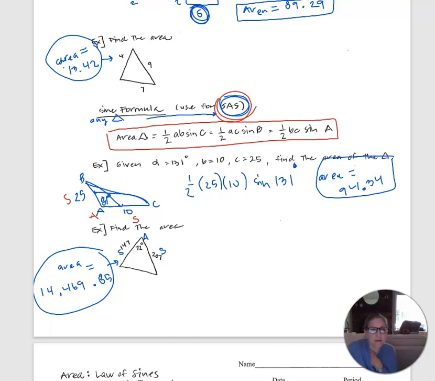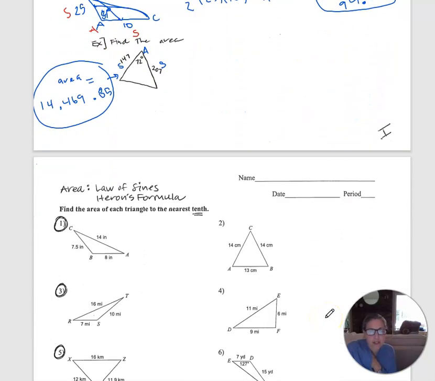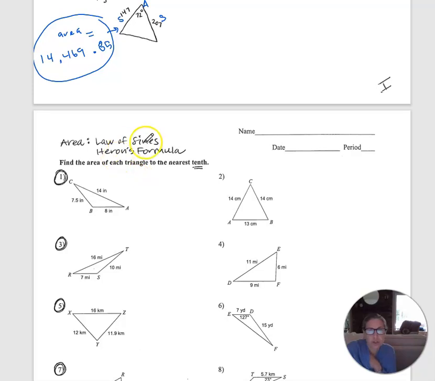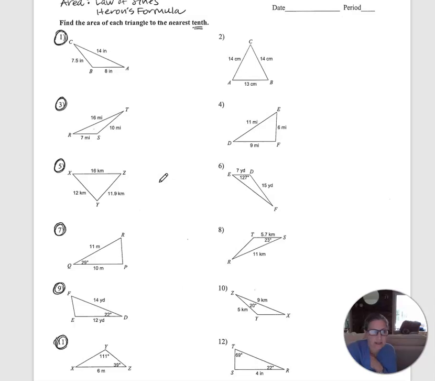Okay? Now, let's kind of skip over some of the other pages. I want you to use the law of sines and Heron's formula to complete this worksheet. It's not that hard, okay? So if you look here, you have side, side, side. This one is side, side, side, and once again. So all of these are going to be Heron's formula.